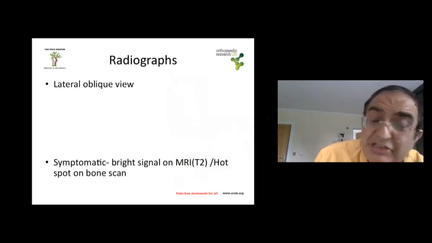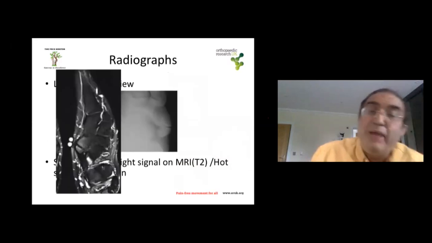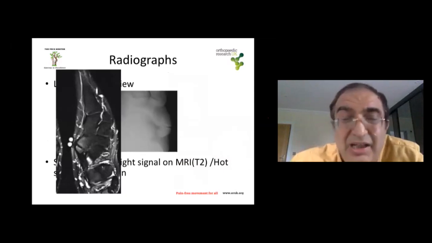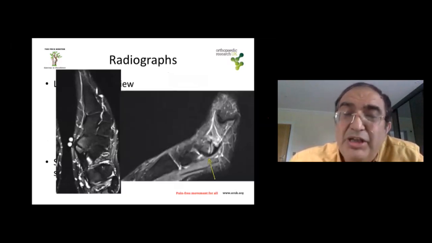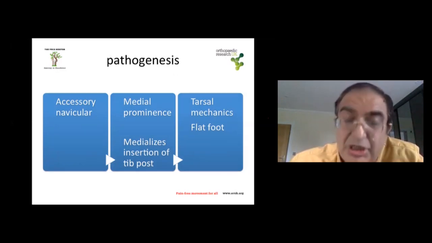Now, again, on X-rays, the lateral oblique view is quite good. You can see the ossicle there. And you can even do MRI scans where you can see the high signal in the accessory navicular as well as in the main navicular, both in the T1 and T2 weighted images. So what happens is they produce a medial prominence and they also medialize the insertion of the tibialis posterior. And that's how they produce flat foot.